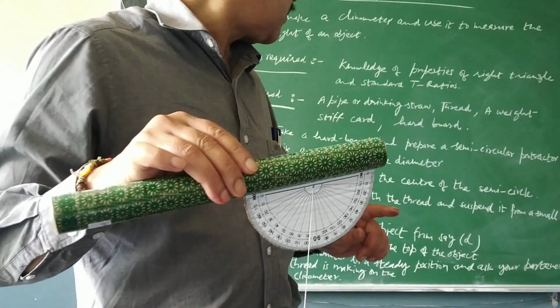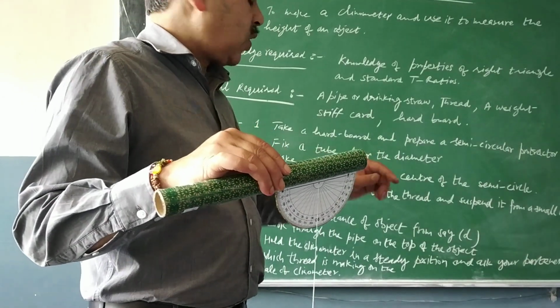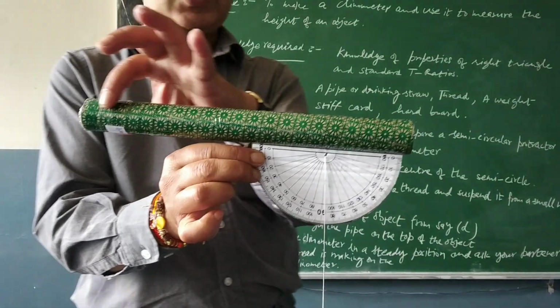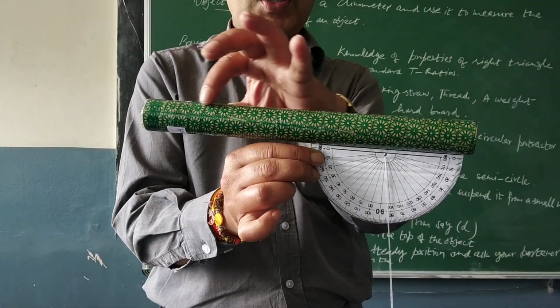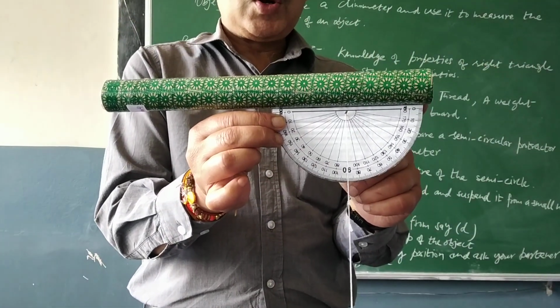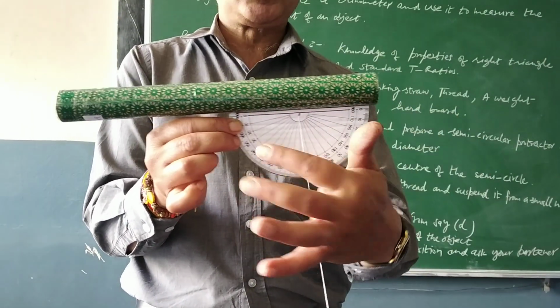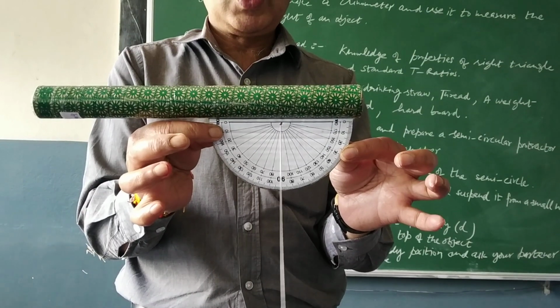And then fix a tube along its diameter. Now this is the tube I have used, this part you can see. This is a tube I have used here. And what you can do, fix this along the diameter of this protractor which you have cut on a hardboard.